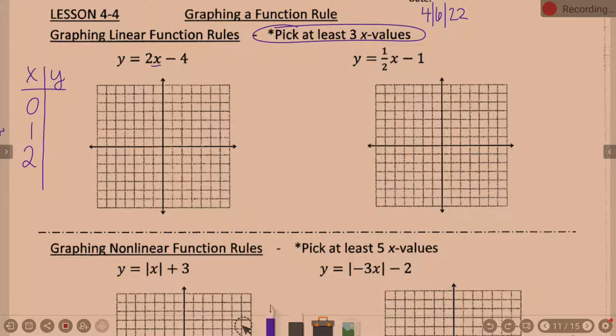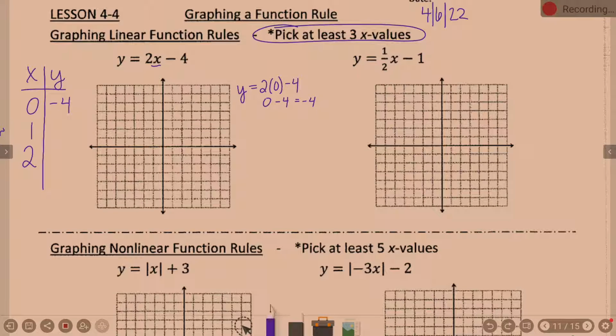So if I put 0 in here, I'm going to show some work over here. 2 times 0 minus 4. So I'm putting that 0 in place of x. 2 times 0 is 0. 0 minus 4 is negative 4. So when x is 0, my y value is negative 4.